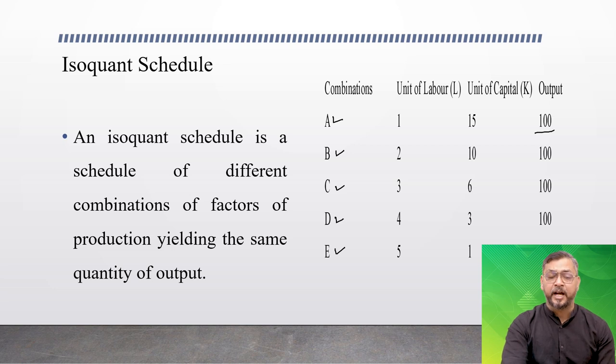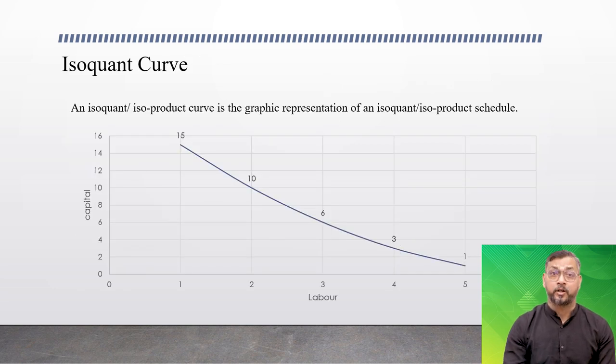Now, after understanding the isoquant schedule, let's move towards the isoquant curve. An isoquant curve is a graphical representation of the isoquant or isoproduct schedule. That is, we try to project the isoquant graphically. If you look at this isoquant, there is a combination where 15 units of capital are employed and there is 1 unit of labor. In the next combination, capital is decreased to 10 units and labor is increased by 1 unit.